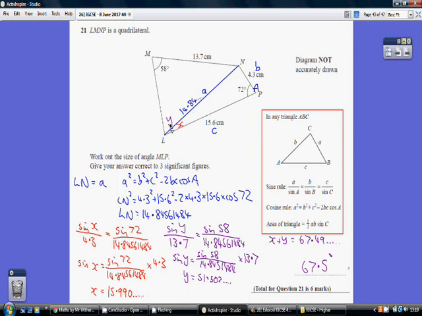Now similarly with angle y, I can use the sine rule again. I can say sine y over 13.7 equals sine 58 over my 14.845... Then multiplying both sides by 13.7 and inverse sinning that, I get angle y to be 51.502... So my required angle MLP being x plus y is 15.990 plus 51.502, which is 67.49... So 61.5 degrees to three significant figures.